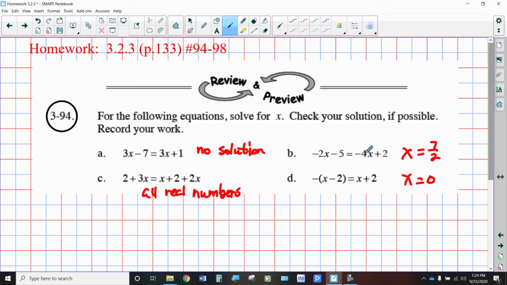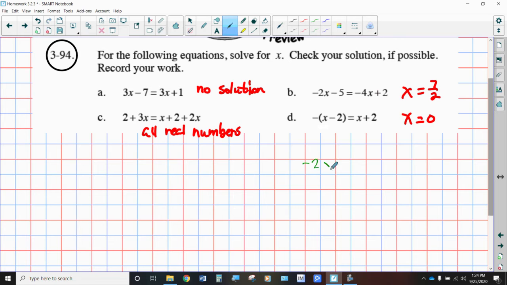Here, let's go ahead and show this process. So you've got -2x minus 5 is supposed to be equal to -4x plus 2. So let's add 4 x's to each side, which gives you some zero pairs there, so that leaves you with 2 x's left over. Minus 5 is equal to 2. So now I will add 5 to each side to cancel this out. But whatever you do to the left side, you have to do the same thing to the right side.